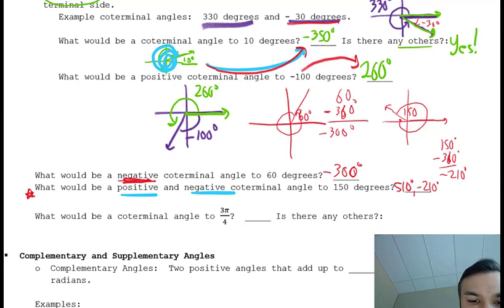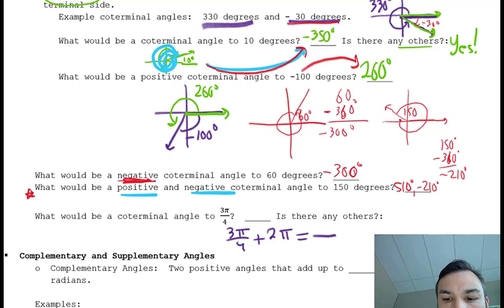Okay, so let's work it out. What is 3 pi over 4 plus 2 pi? Alright, so for this you're going to have to review your fractions. Working with radians often makes you deal with fractions. So to add fractions, you need a common denominator.